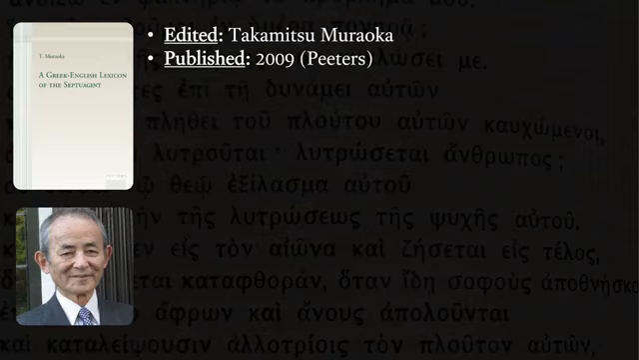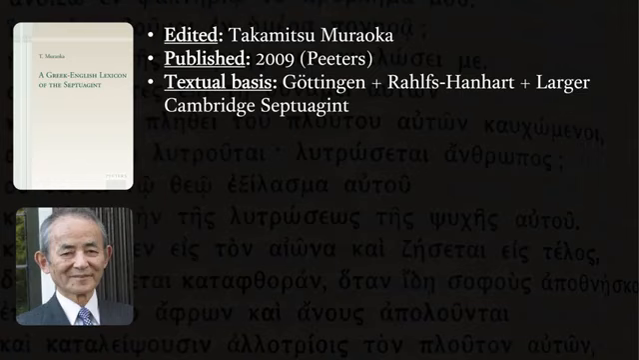In fact, really since the 60s and 70s, folks have been looking for a work like this, and so one of the major ones is the work by Muraoka. His textual basis is rather helpful, actually. He, at the time, made use of the Göttingen editions that existed at the time, as well as Rahlfs-Hanhart whenever necessary, as well as occasionally the larger Cambridge Septuagint. And so he's making use of a pretty broad textual basis to generate the word list, if you will, that he is going to use.